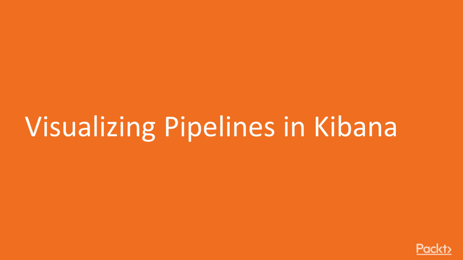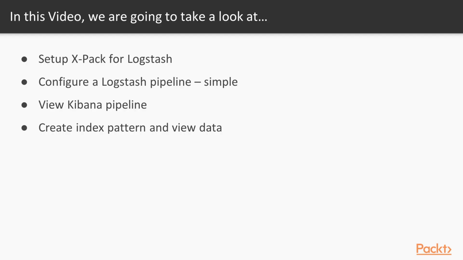All right, in this video, I'm going to show you how to visualize a pipeline in Kibana. So in this video, we're going to look at XPack for Logstash. We'll configure a pretty simple Logstash pipeline. We'll view it in Kibana. Then we'll create an index pattern to make sure we see the data that's coming out of our Logstash pipeline.